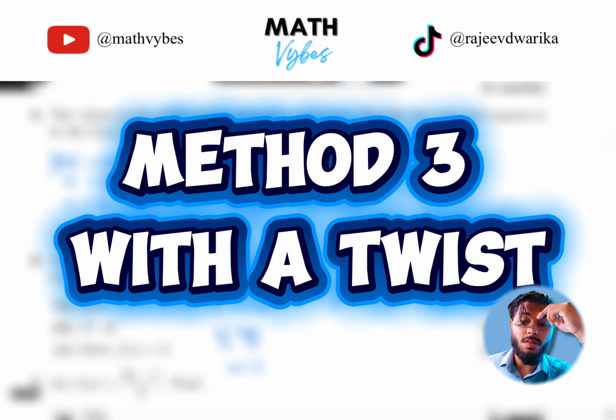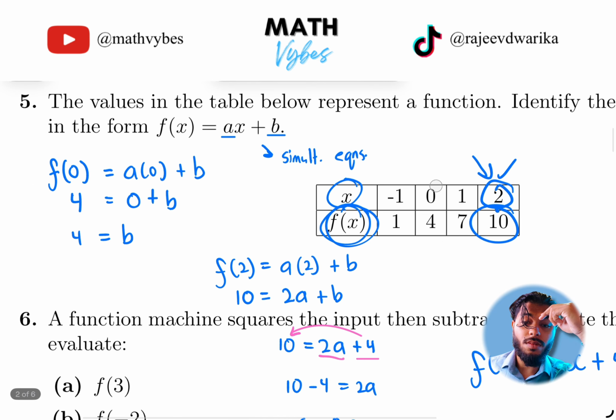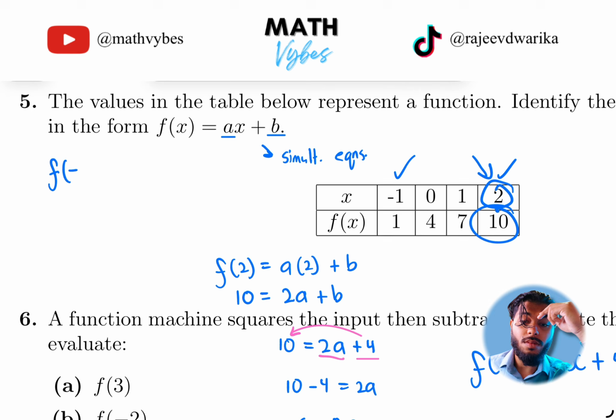On to the alternative method, which is just like a little plot twist on number 3. Let's just say instead of picking 0, 4, you wanted to make your life a little hard, so you're going to pick, say, minus 1, 1. So instead of plugging in x is 0, let's plug in x is minus 1. So that would be f of minus 1, and that would be equal to A by minus 1, because we know x is minus 1, plus B. And when you plug minus 1 into f of x, what are you getting? You're supposed to get 1.